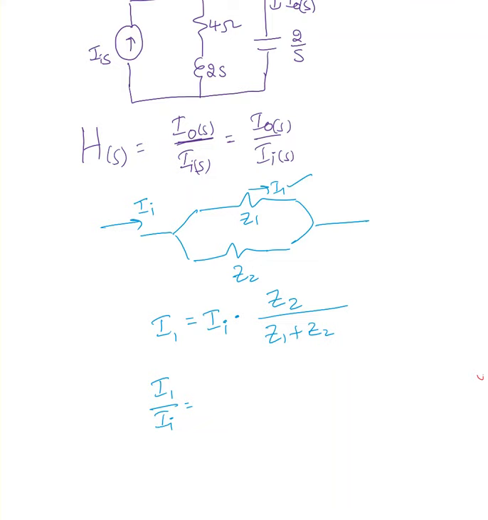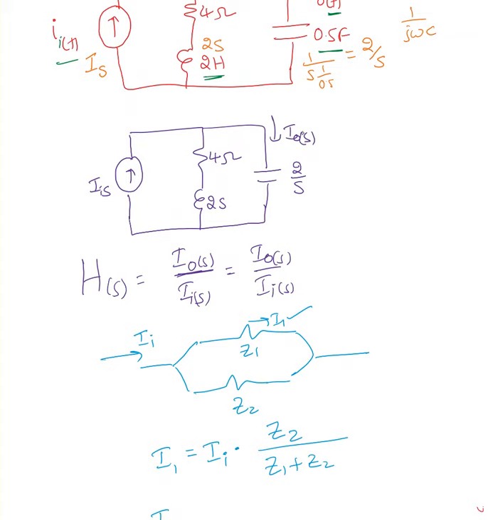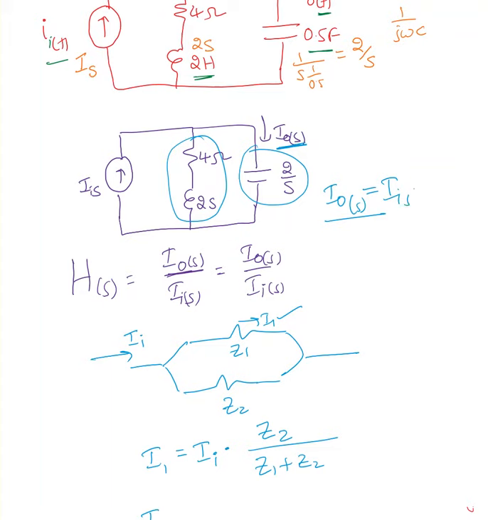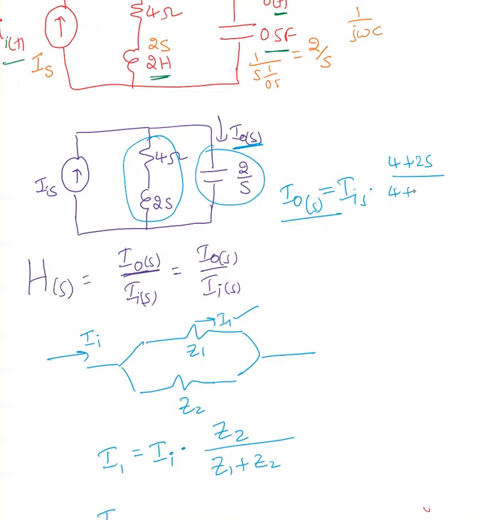So this is what is being asked for. If you look at the given circuit, this is the output current I naught of S, and I can see this branch is parallel with this branch. So all I need to do is find the transfer function. I naught of S equals I input of S times the opposite impedance, which is 4 plus 2S, over the total impedance, which is 4 plus 2S plus 2 over S.